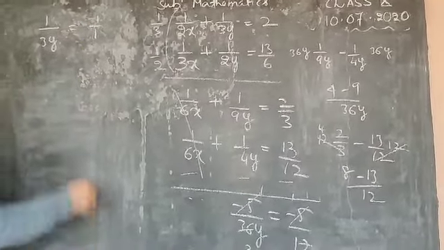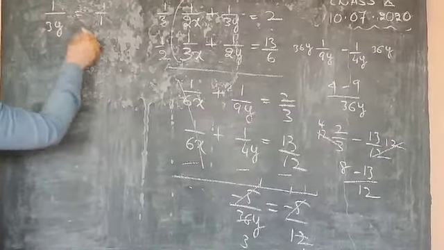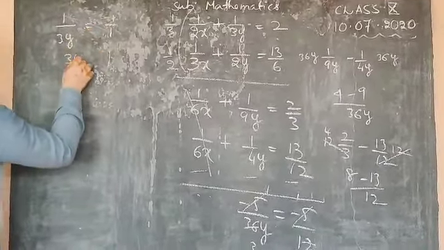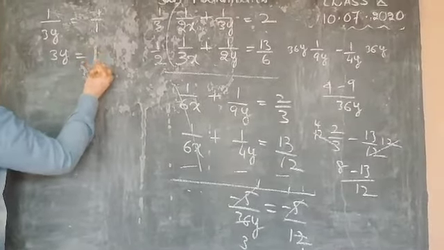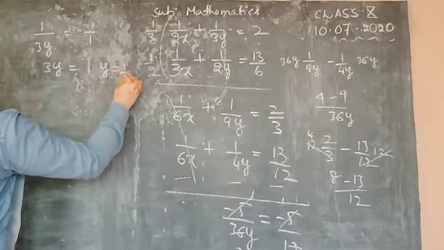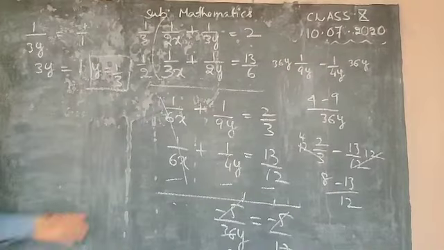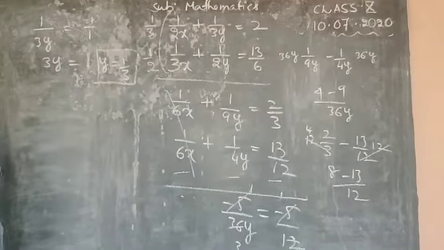Okay, if you cross multiply, what do you get? 1 into 1, 1. 1 into 3y, 3y. So 3y is equals to 1. Means y is equals to 1 by 3. So in the last method also we got the same. y is equals to 1 by 3 only.